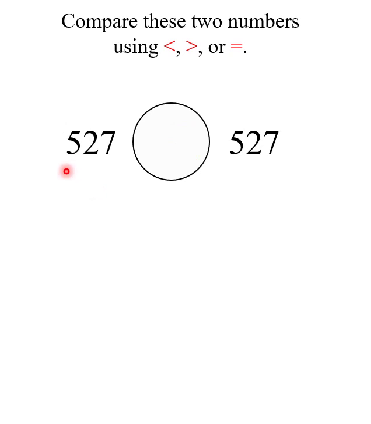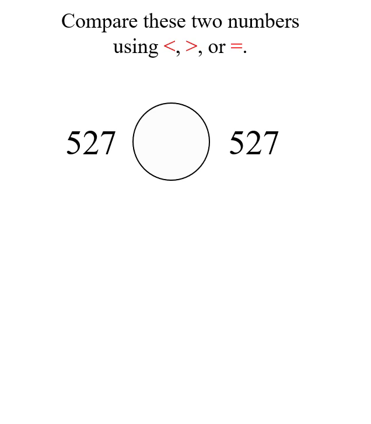I have to compare 527 to 527. I always start in that hundreds place and I see that the two fives are the same. So I can't tell which one is greater than or less than. I look at the tens place next because tens are bigger than ones, and I have 2 in the tens place in each of them. So I still can't tell which one is greater than or less than the other. Go to my ones place and I notice that those are the same as well. So it looks like the two numbers are equal.